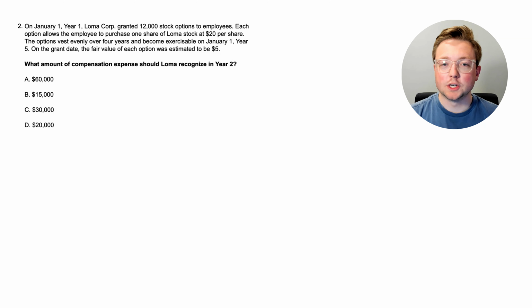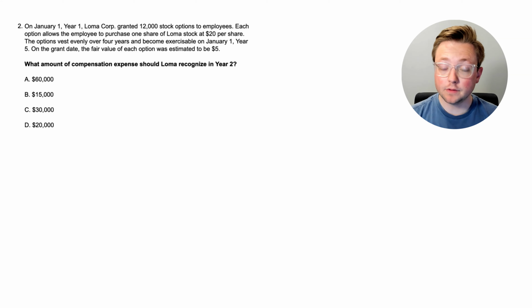All right, here we are at question 2. Let's read the last sentence first again. What amount of compensation expense should Loma recognize in year 2? Let's go up to the top. On January 1st, year 1, Loma Corp granted 12,000 stock options to employees. Each option allows the employee to purchase 1 share of Loma stock at $20 per share.